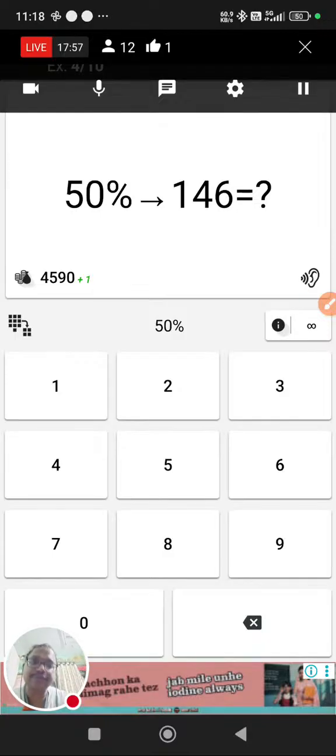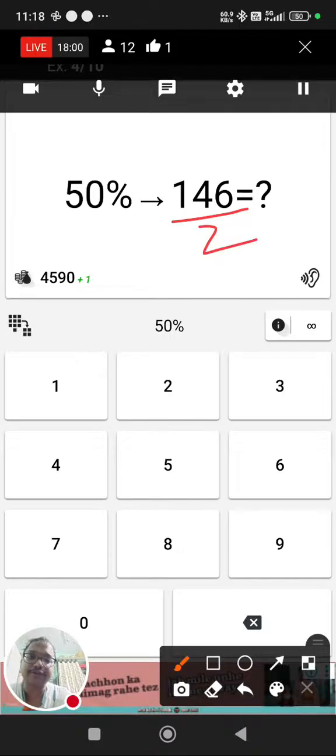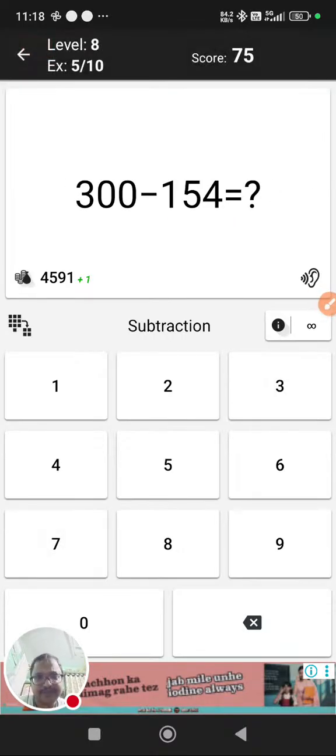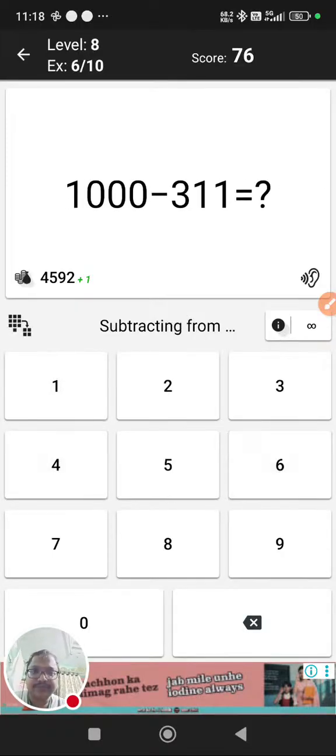50% of 146. 50% means divided by 2. So it will be 73. Here 146. 689.